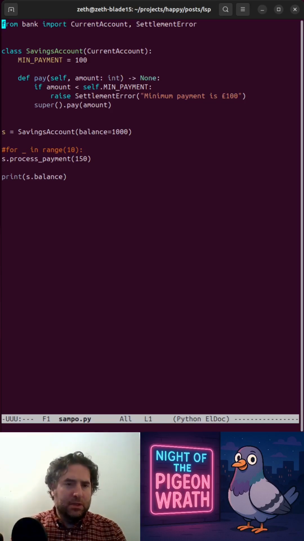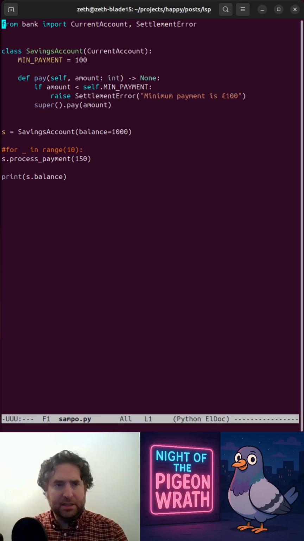Management comes along and says, we want to discourage small payments, try to keep the money in the account. We subclass current account and we override the pay method and say, if the amount is less than the minimum payment, then we won't do it. Settlement error will be raised. The account will be redebited with the money and we carry on as normal.